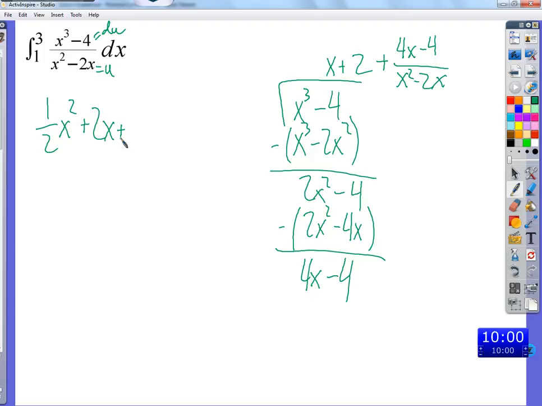What are you guys up to? Kendra's on her phone. So you're working on taking the antiderivative of 4x minus 4 over x squared minus 2x? Yeah. Yeah, there we go.